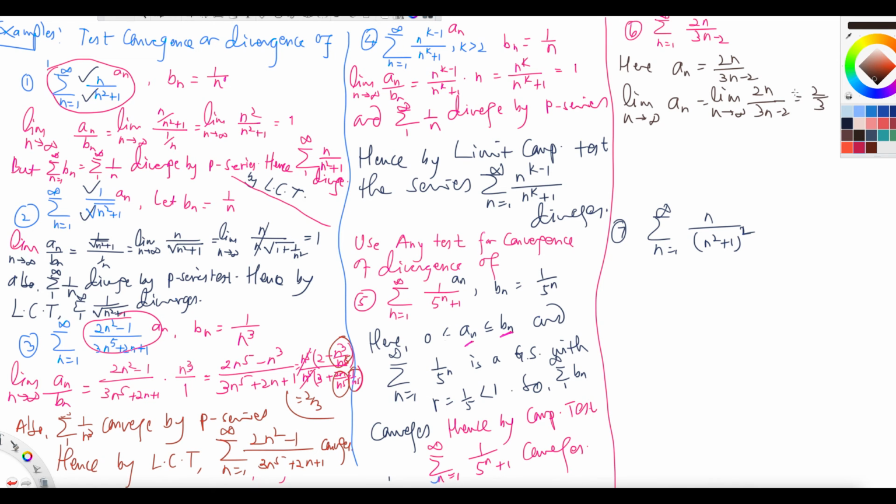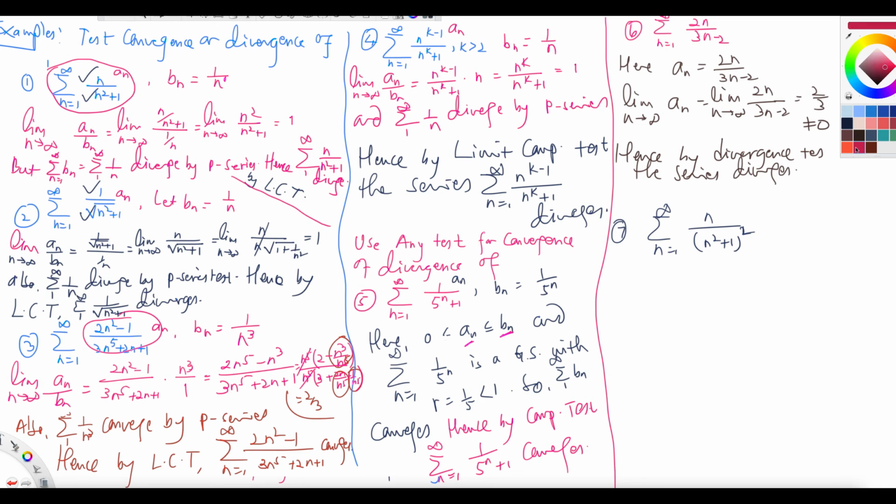If you find the derivative of the top, you get 2. The derivative of the bottom is 3. So this is not 0, right? This is not 0. Hence by the divergence test, the series diverges. Because if the limit of the nth term is not 0, then the series always diverges.